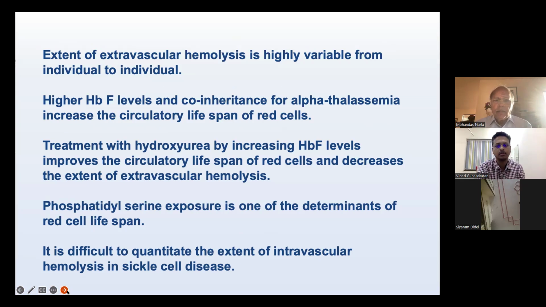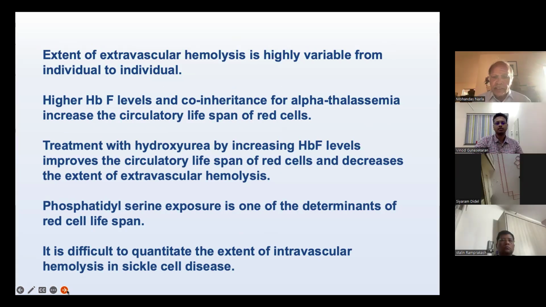That's fine. So, as I said, extent of extravascular hemolysis is highly variable from individual to individual. Higher fetal hemoglobin levels and co-inheritance of alpha thalassemia increase the circulatory lifespan of red cells. And treatment with hydroxyurea, by increasing fetal hemoglobin levels, improves the circulatory lifespan of red cells and decreases the extent of extravascular hemolysis. Phosphatidylserine exposure is one of the determinants of red cell lifespan, and it's difficult to quantitate the extent of intravascular hemolysis in sickle cell disease.